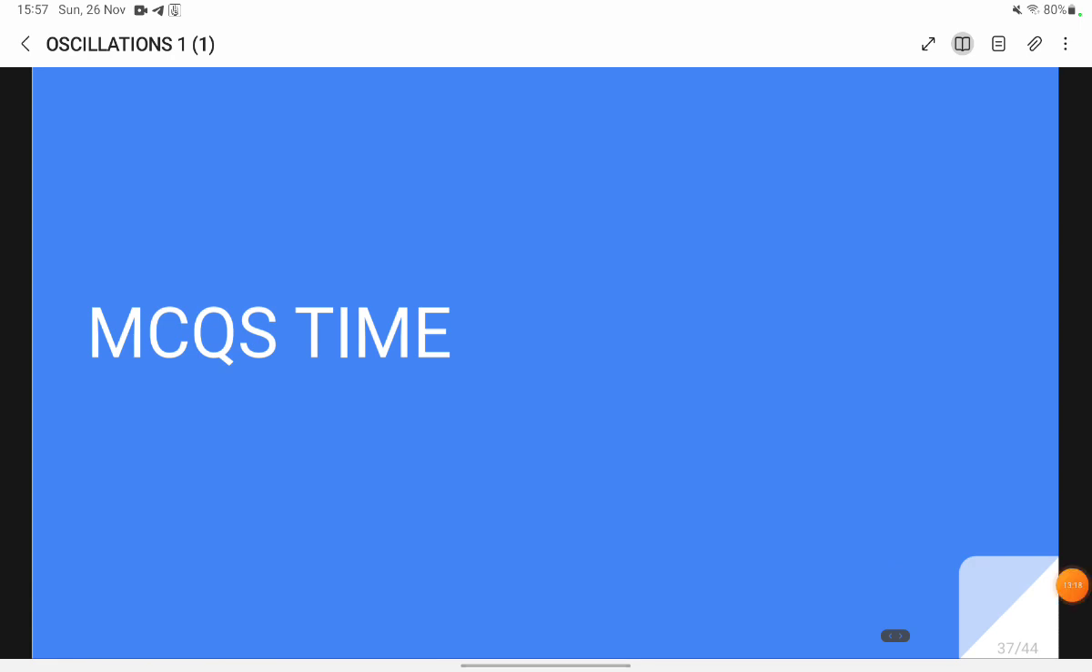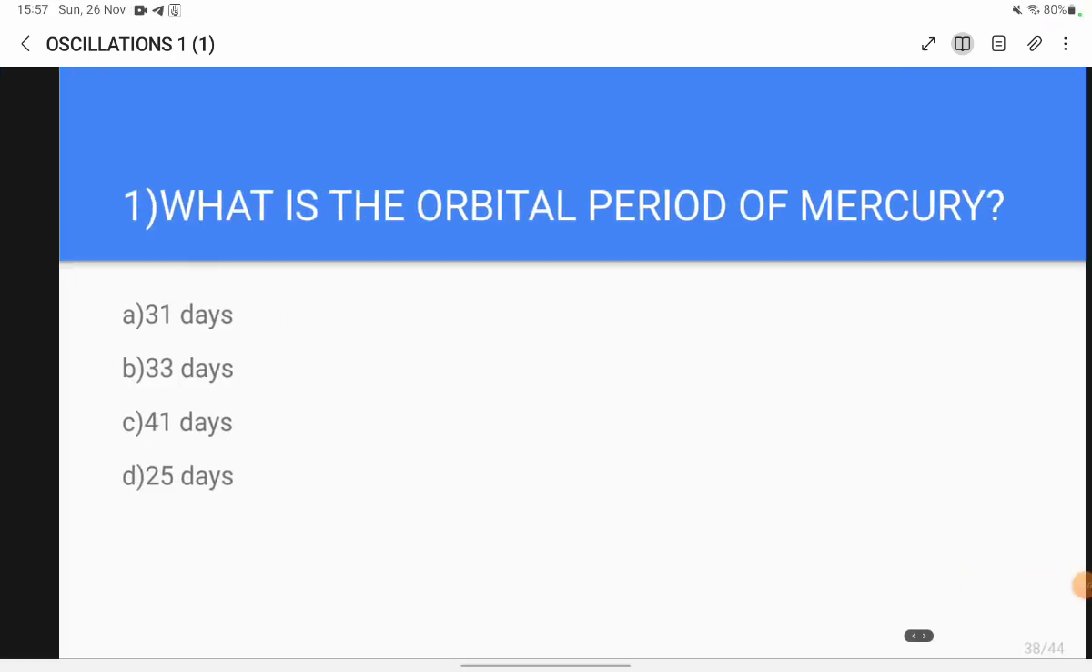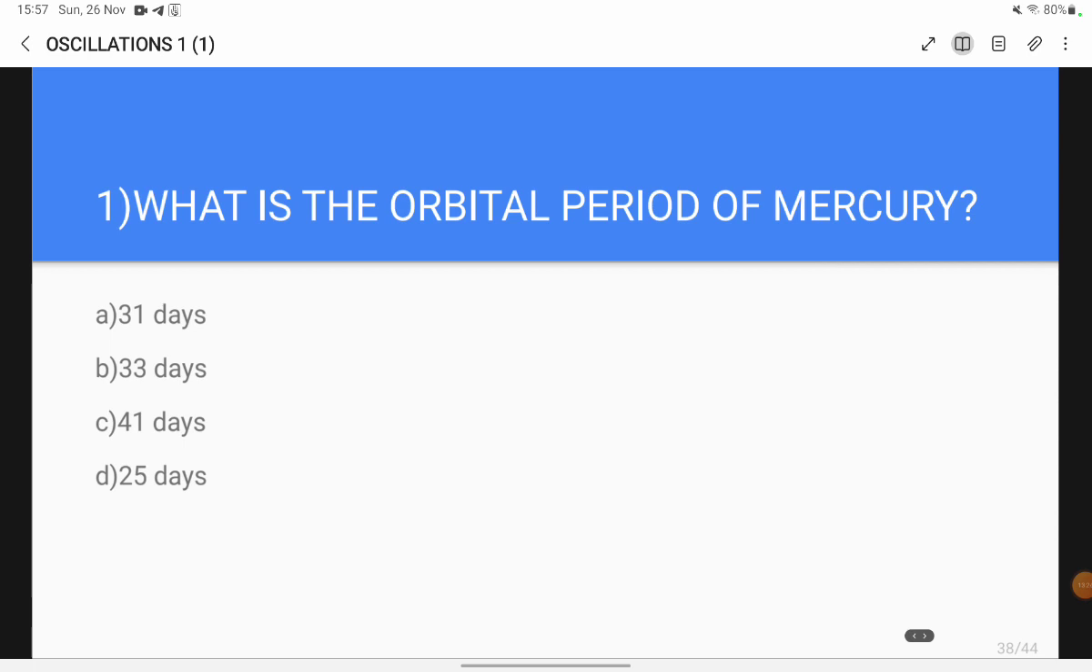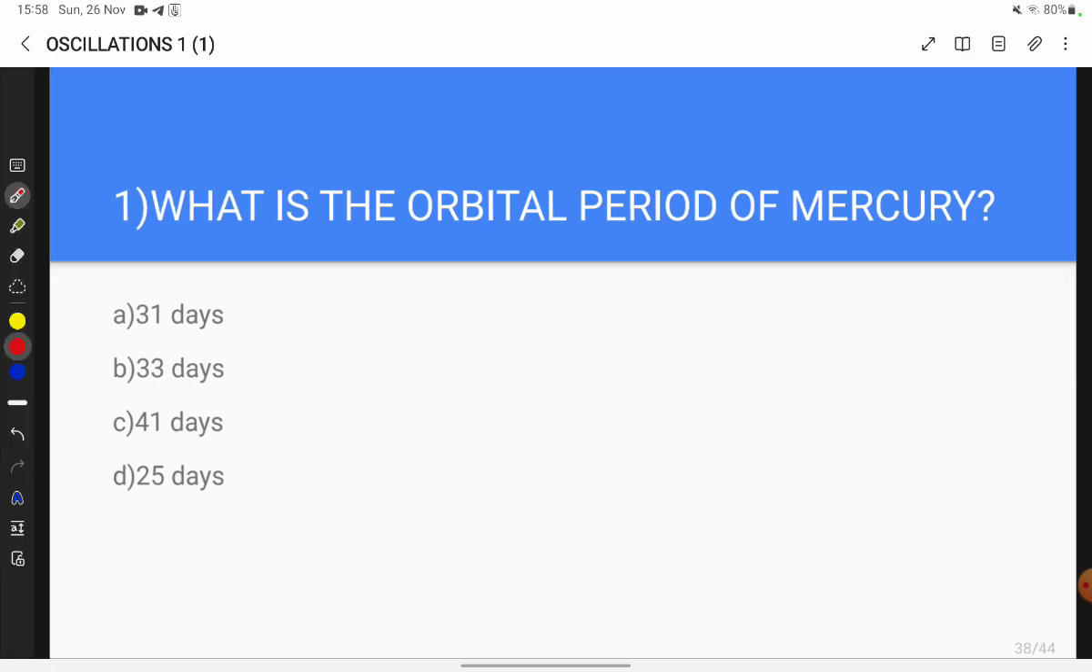Already in NCERT it is written in bold text. Now it's MCQ time. Let's solve some MCQs. First one is, what is the orbital period of Mercury? This is a direct MCQ from NCERT. So let me explain the answer. 33 days. It is a direct line from NCERT.